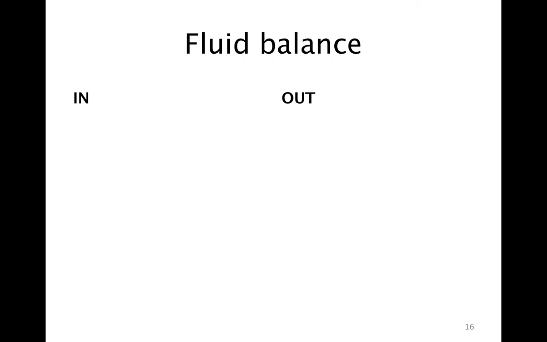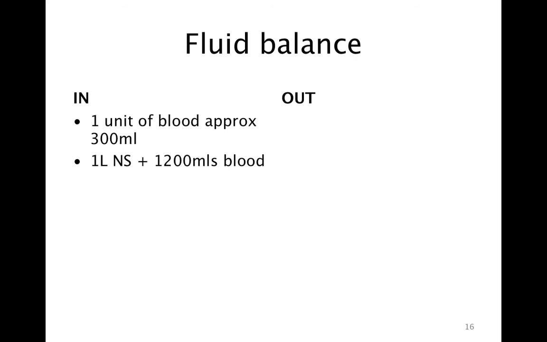If the exact amount of milliliters of blood has not been documented in the notes, we can estimate that each unit of blood is roughly 300 ml. So for this patient, the fluid in are 1 liter of saline plus 1,200 ml of blood transfusion, which equals 2,200 ml in total.